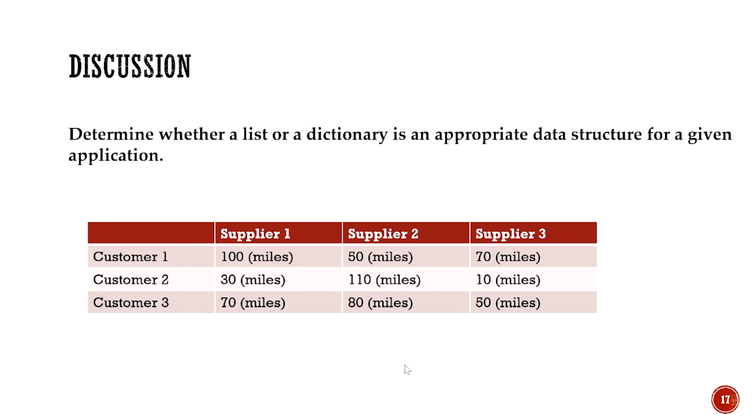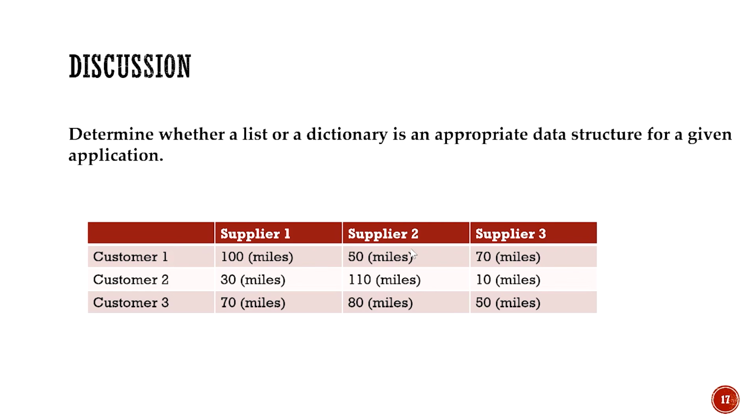So in this table, we can extract 3 pieces of information when we look at this table. We know that we have 3 customers here. We also see that there are 3 suppliers. There are values in the table. For example, from customer 1 to supplier 1, 100 miles. So it shows the distance from customer 1 location to supplier 1 location. And we have this information for each pair of customer and supplier. So technically, 3 pieces of information.